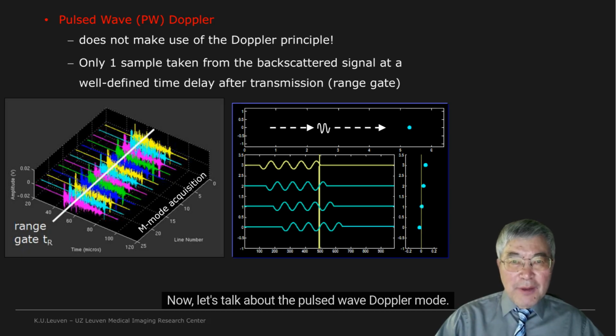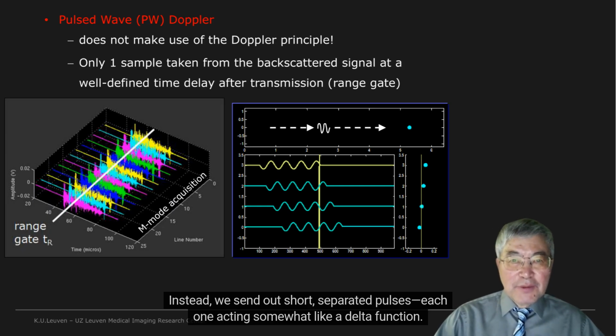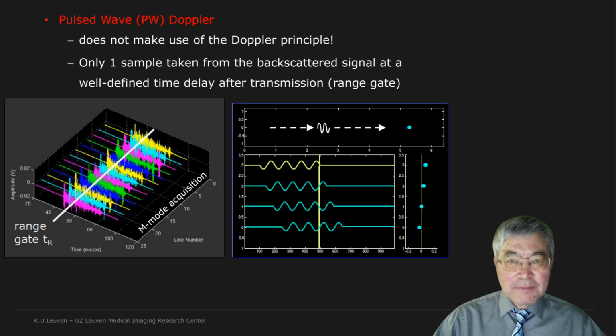Now, let's talk about the pulsed wave Doppler mode. In this method, we don't use a continuous wave. Instead, we send out short, separated pulses, each one acting somewhat like a delta function. It's not exactly a delta function, but it behaves like one in time.